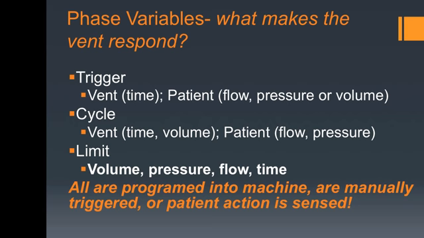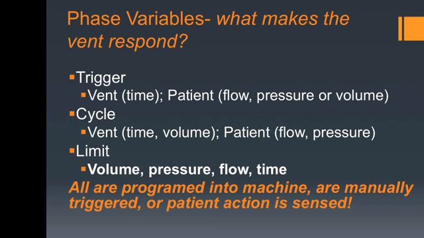The trigger can be initiated by the ventilator, which is based on time, or the patient can initiate a trigger based on their flow, pressure, or volume numbers. The cycle of the ventilator, inspiration, expiration, by the vent, it's based on time or volume. By the patient, it can be flow or pressure. The limit includes all four of the main indicators: volume, pressure, flow, and time.